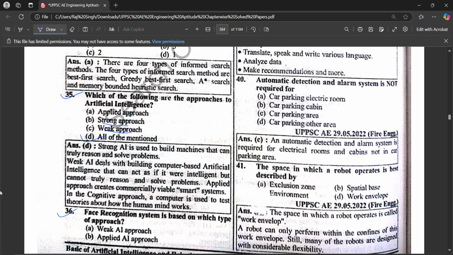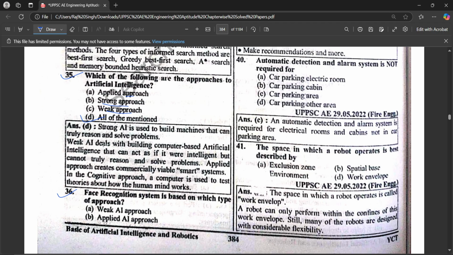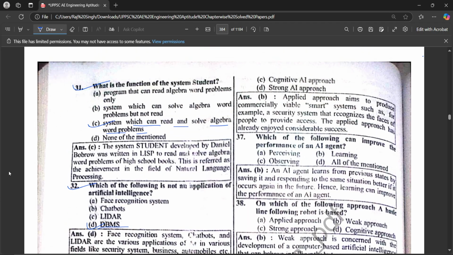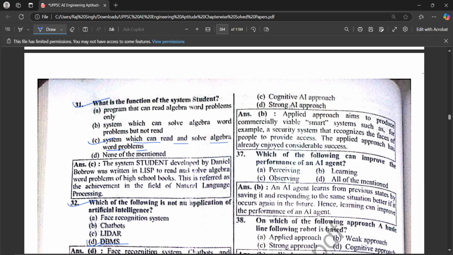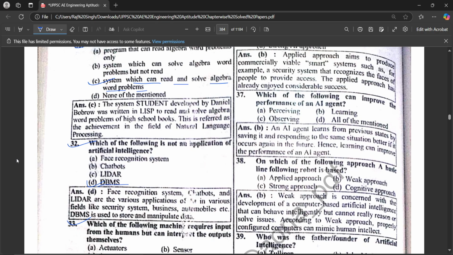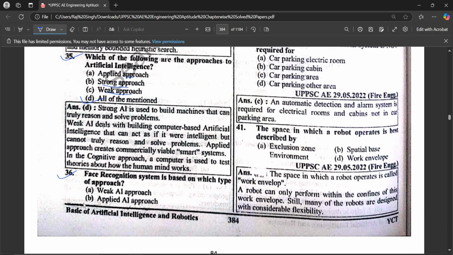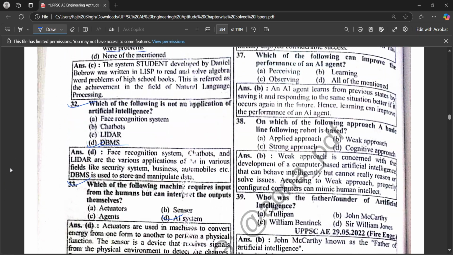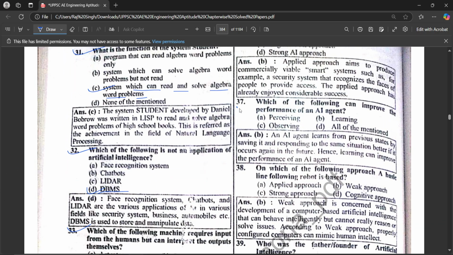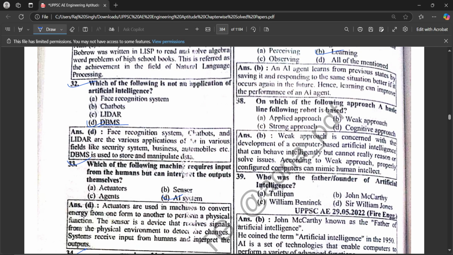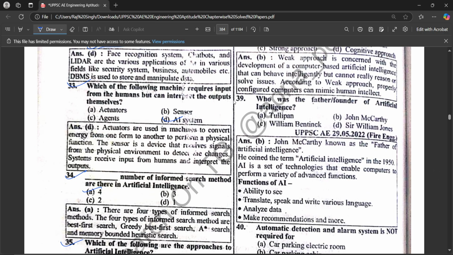Face recognition system is based on which type of approach? Weak AI, applied AI approach, or option C cognitive AI approach, and strong AI approach. So hence weak AI approach, option B. ठीक है, नेक्स्ट क्वेश्चन देखते हैं। Which of the following can improve the performance of an AI agent, which is learning? On which of the following approaches is basic line following robotics based, which is weak approach? Who was the founder of artificial intelligence? John McCarthy.